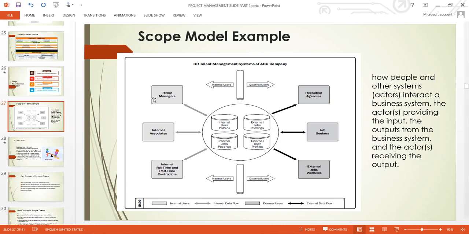From this left hand to the right hand is the movement of things. From here is the hiring manager. The hiring manager needs to interact with the system in order to produce deliverables towards the recruiting agency, towards the job seekers, and the external job website.